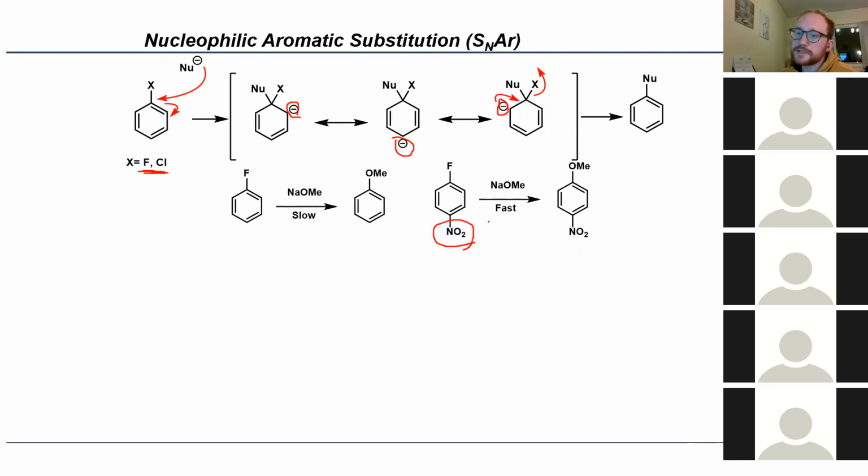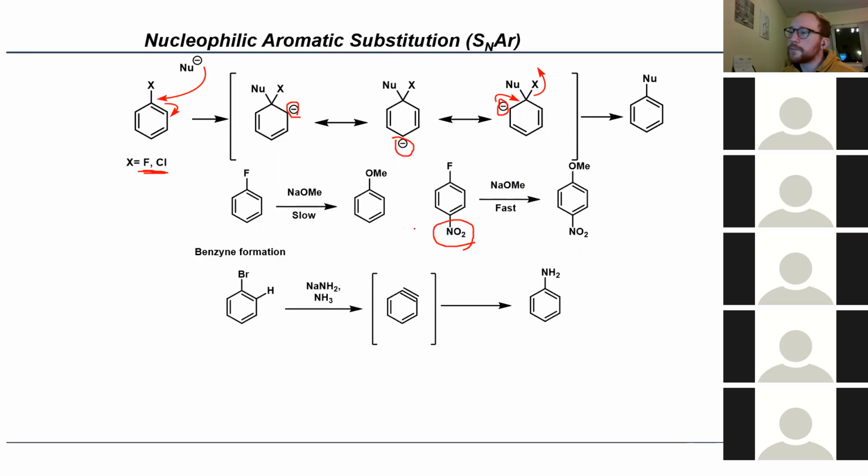And so this is an area where if you see leaving groups on the ring and you have electron withdrawing groups, you think to yourself, SNAr reactions. Another way that SNAr reactions can occur is through benzyne formation. Now, this normally requires very forcing conditions. Instead of an addition, then elimination mechanism, this is an elimination addition mechanism.